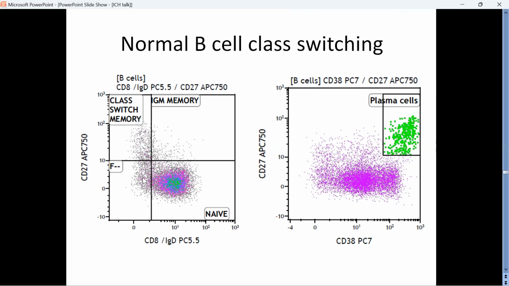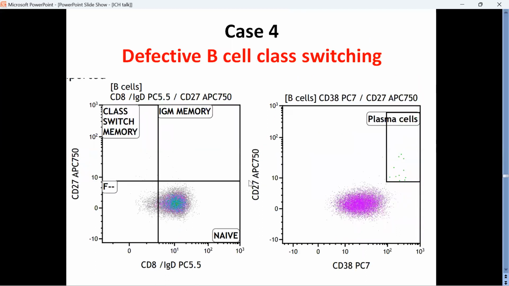That is, they show the other immunoglobulin molecules, which is IgG, IgE, and IgA. Okay, so this is normal class switching which is happening in the germinal centers, and this is again the same control case where you find plasma cells, which is the terminally differentiated B cells. Okay, but in this patient we found that the class switching was deficient.